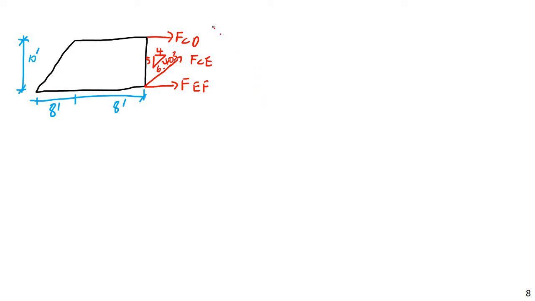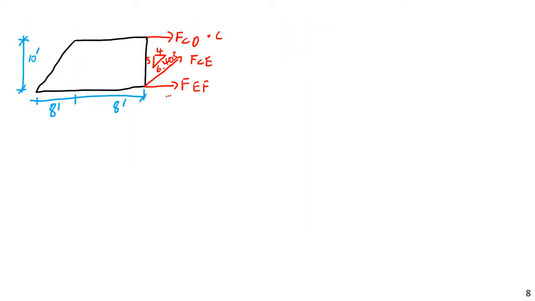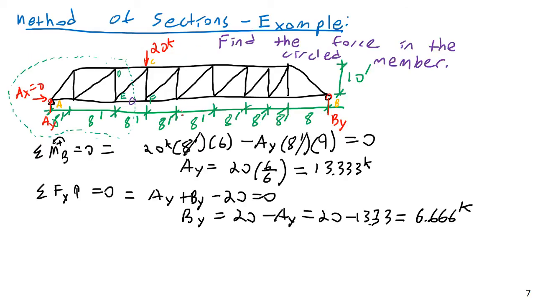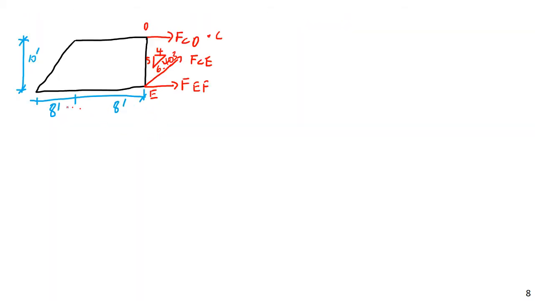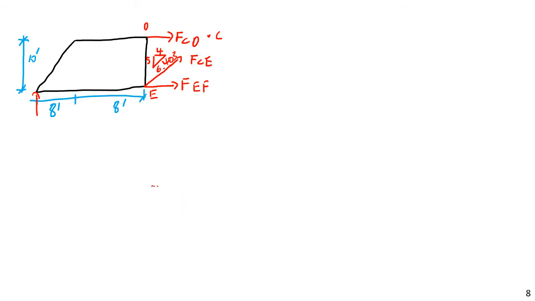Then, let's see, other points we have: point C up here. I got that right? Yes, point C up here is where that 20 kip force is applied. This is point E here, and this is point D. And the force that I'm looking for is member EF. And then the other force that we have on here is our AY, which is equal to 13.333 kips.